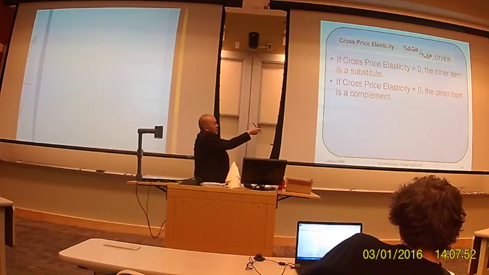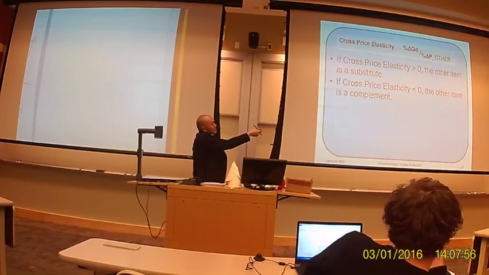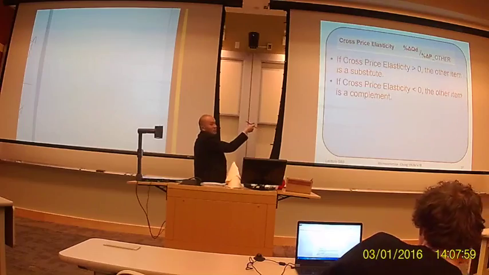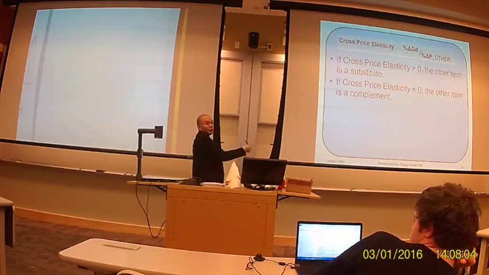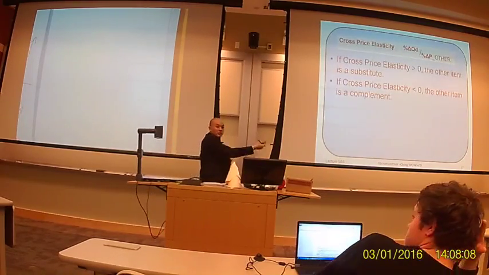So I like to think the thing on the top is the main good, and this is that other good. If we're thinking about peanut butter as the main good, we're thinking about raising the price of jelly. But we could also think about jelly as the main good and raising the price of peanut butter.